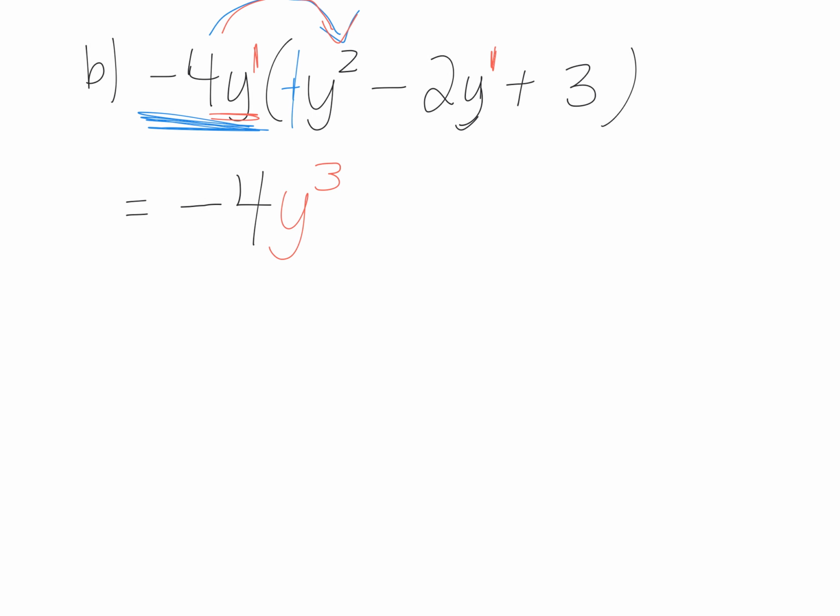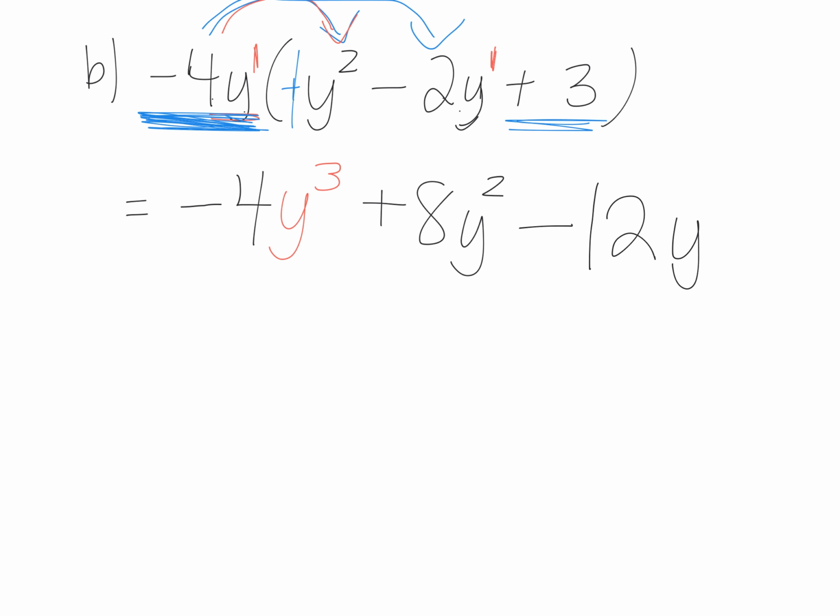Now we're doing negative 4y times negative 2y. What's a negative times a negative? Positive. 4 times 2 is 8, and y to the power of 1 times y to the power of 1 is y to the power of 2. Good. Negative 4y times positive 3. Negative times a positive is negative. 4 times 3 is 12. And then we have to put the y.